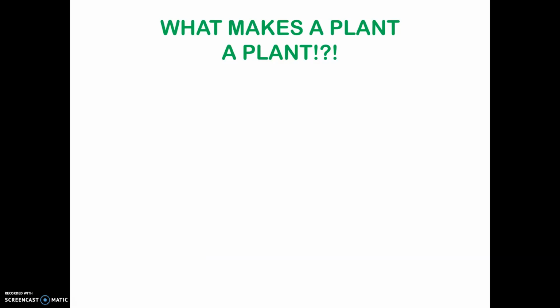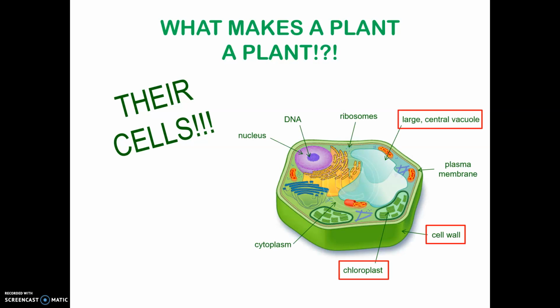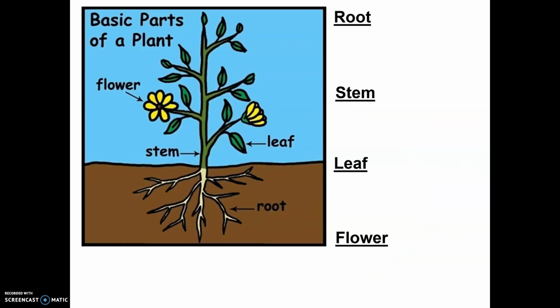So first off, let's just remind ourselves what makes a plant a plant. Remember that in order to tell the difference between a plant and some other kind of organism, you have to look microscopically at their cells. Particularly, there are three different things that you could look for in the cells. You could look for a cell wall, which helps the plant maintain its structure and give support. There's chloroplasts, which help the plant go through photosynthesis. And then there's your large central vacuole where your plant can store things like water and nutrients.